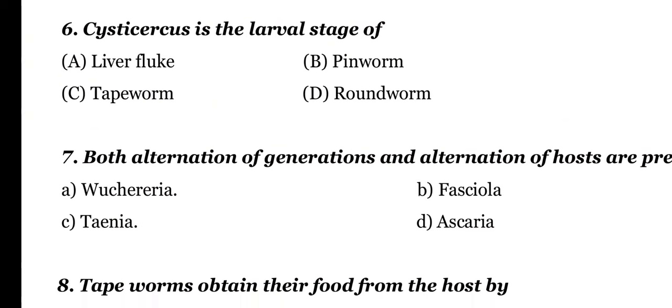Question number six. Cysticercus is the larval stage of liver fluke, pinworm, tapeworm, roundworm. Correct answer is option C. Cysticercus is the larval stage of tapeworm, which belongs to class Cestoda.